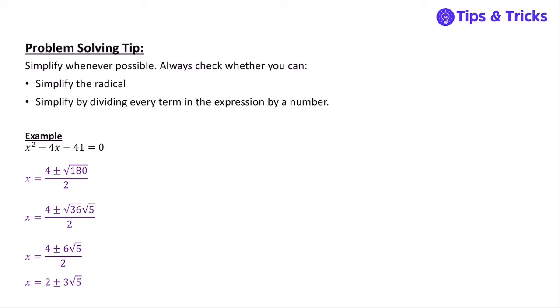So I can use that to simplify this now. I can reduce this by 2. 4 reduced by 2 is going to be 2, and then 6 is going to turn into a 3. So that's how this whole fraction will simplify into 2 plus or minus 3 square root of 5. Okay, so always simplify whenever possible.